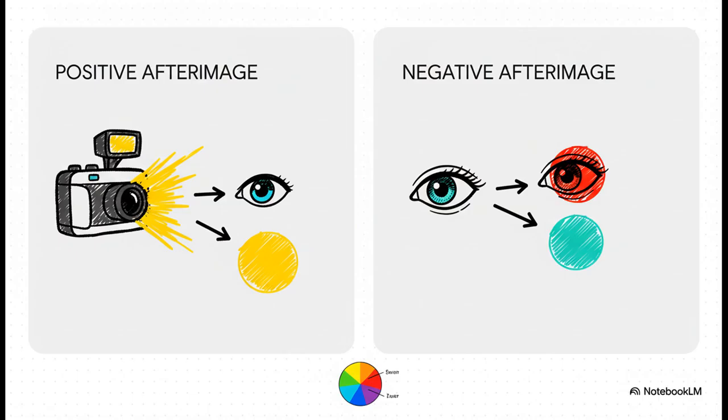But then, you have negative afterimages. These are different. This is what happens when you stare at one color for a little too long. Your cone cells for that specific color get totally fatigued. So when you look away, the opposite color cones overcompensate and fire instead. That creates an afterimage in the inverted color. It's exactly why staring at, say, a red dot will make you see a green one when you look at a white wall. It's pretty wild.